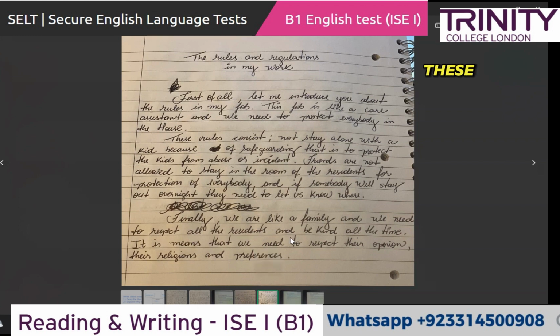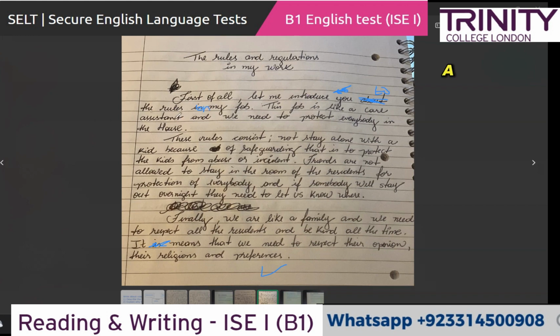Secondly, I want to tell why these rules are needed, right? These rules are needed for protection, for respect, for mutual kindness and love, and to keep the discipline at the place, and also organize everything in the house, right? It means that we need to respect their opinion with religions and preferences. First of all, let me introduce you to the rules on my job.